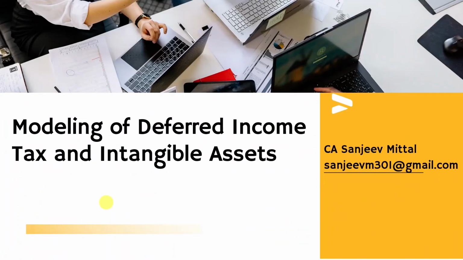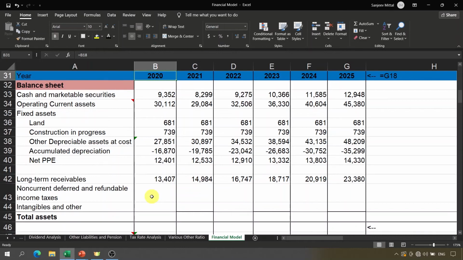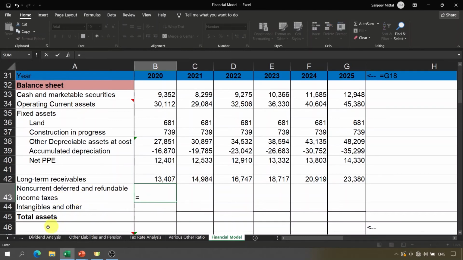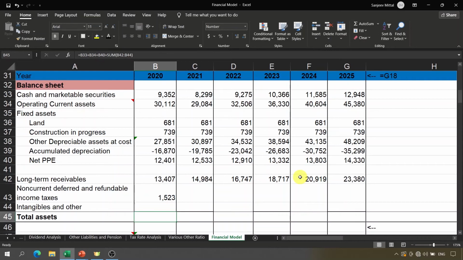Let's discuss the modeling of our deferred income tax and intangible assets. For modeling of these items, I go to our balance sheet, and inside this balance sheet we have the details for the year 2020. We just put the details of non-current deferred and refundable income tax from our rewritten balance sheet. So we go to our rewritten balance sheet, and you can simply see 2020, and inside that our non-current deferred and refundable income tax is being shown here. So we select that, and this number is here.